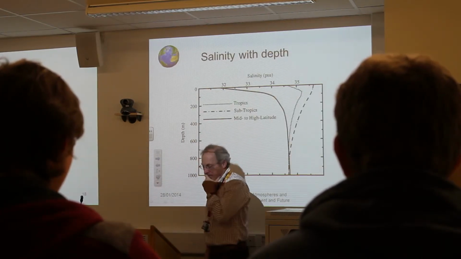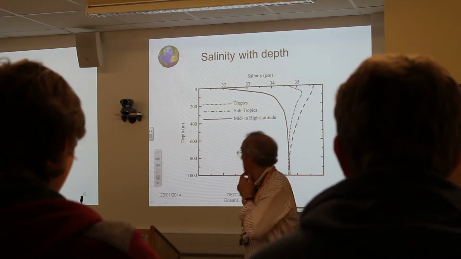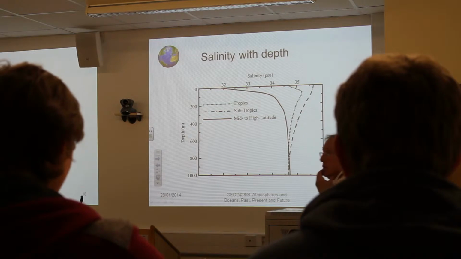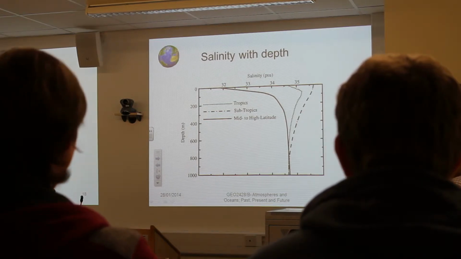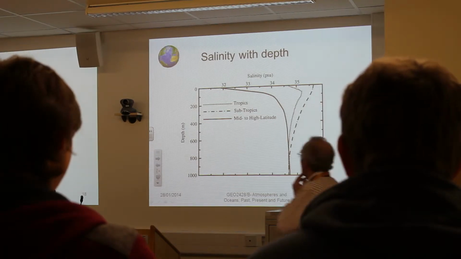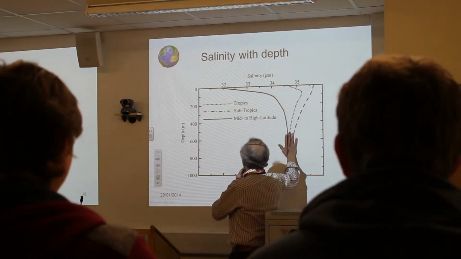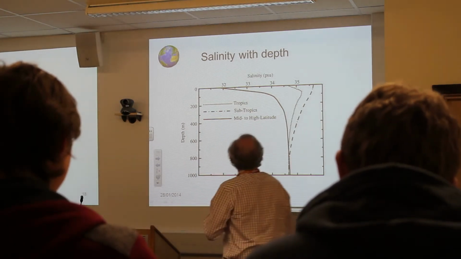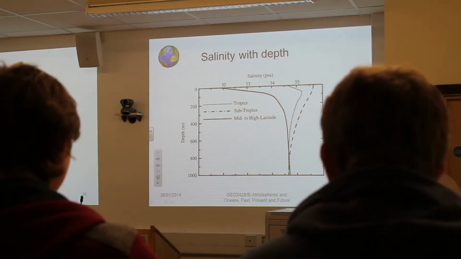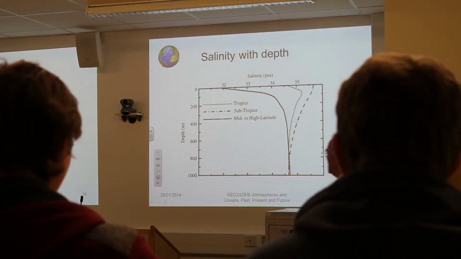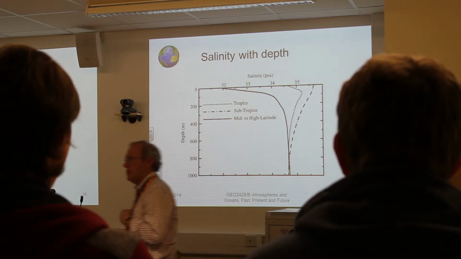Salinity is very different in the way it changes. In the tropics, salinity peaks just below the surface and then stabilizes down to this average value. You can see 35 PSUs is about the average value. Salinity in the mid to high latitudes starts very low. Why is salinity low in the high latitudes?